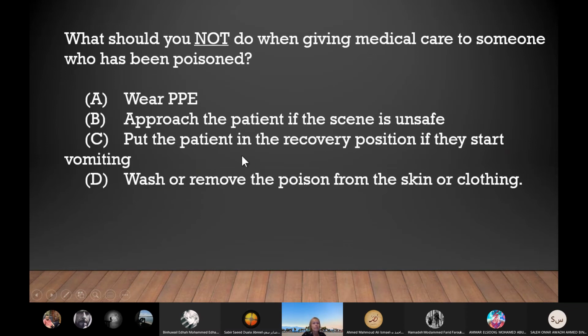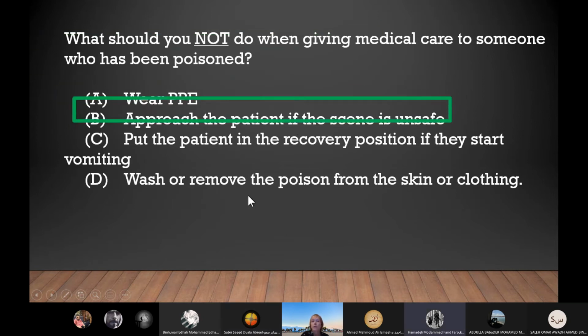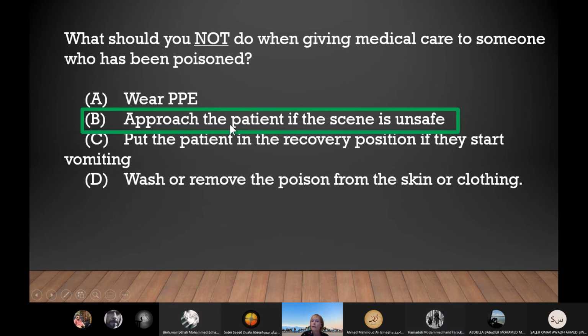Okay, so what should you not do when giving medical care to somebody who has been poisoned? What should you not do? So should you wear PPE? Should you approach? D and C. Okay, so it's actually B, all right? So if the scene, oh wait, no. That's wrong, hold on now. Oh, sorry, this was what I should not do.